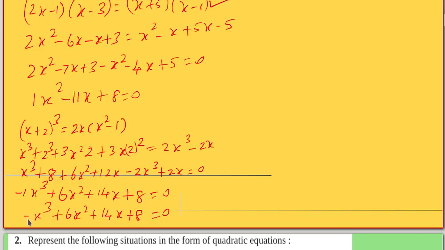So it is a cubic polynomial because the degree of this polynomial is 3. So this equation becomes a cubic equation. So the given equation is not a quadratic equation.